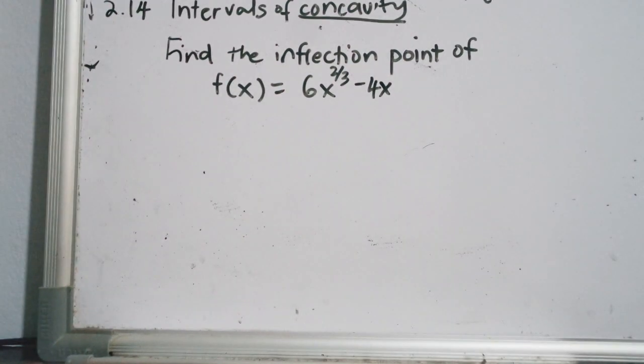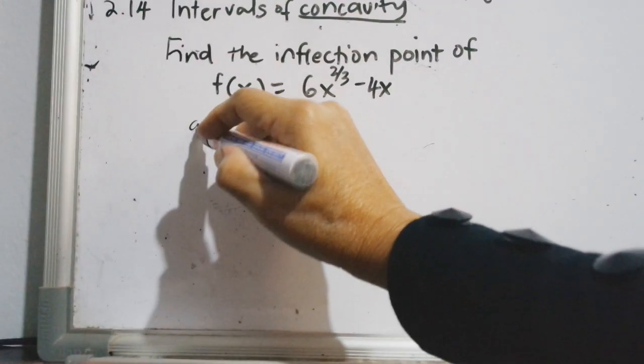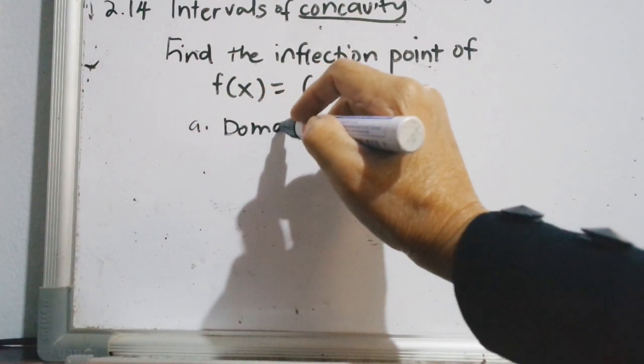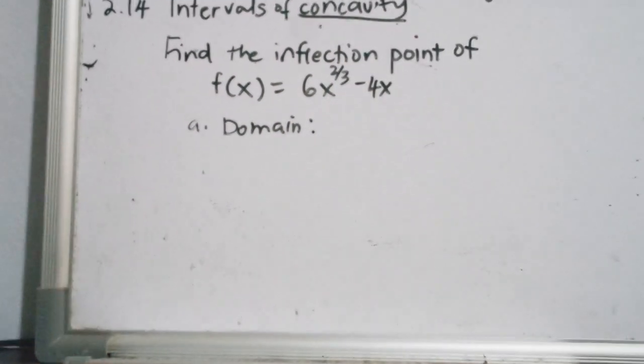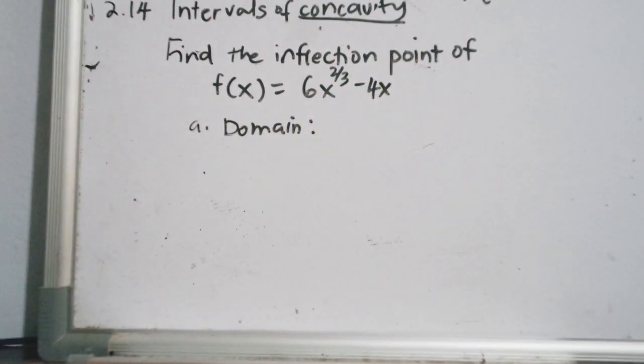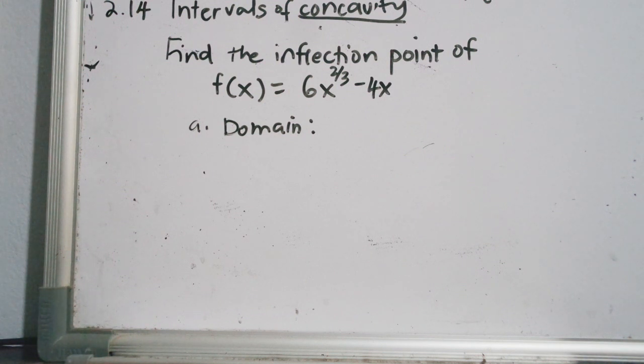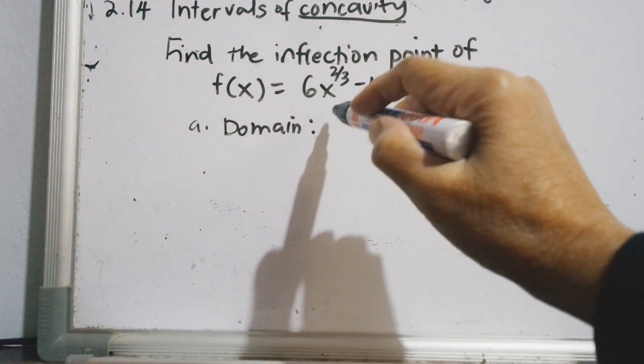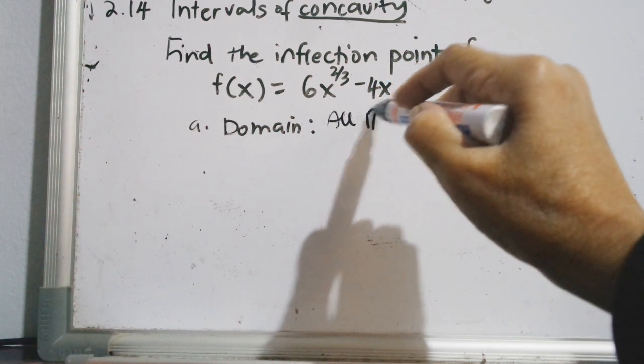As I said earlier, if you want to find the inflection point, the workings are exactly the same as finding the intervals of concavity. So step one would be to find the domain of the function. What is the domain? For this function, it does not have a denominator, it does not have ln, it does not have a square root, so this will be all real numbers.